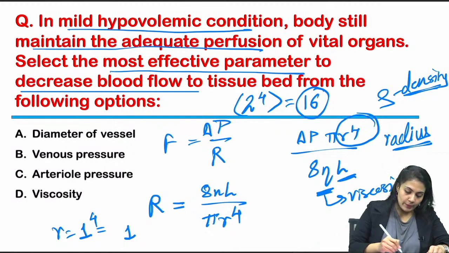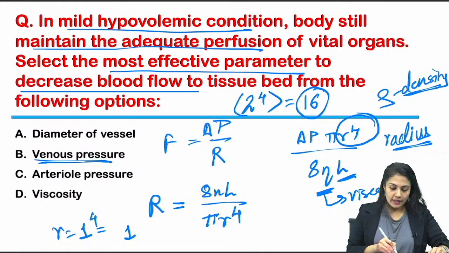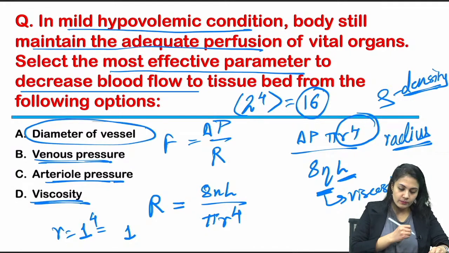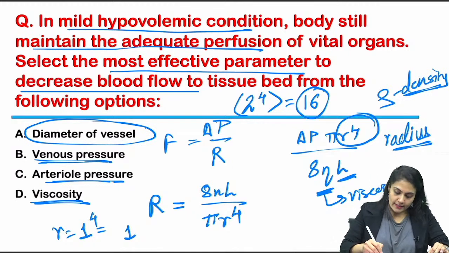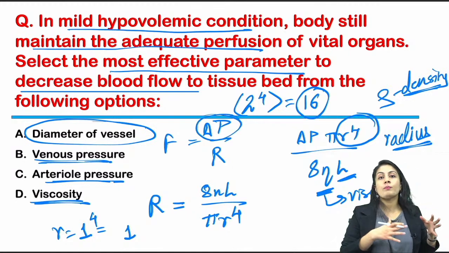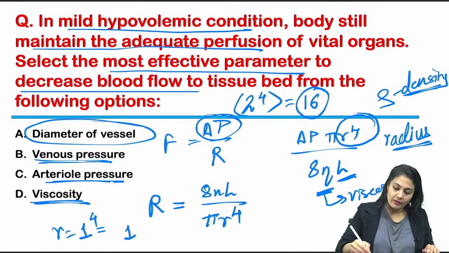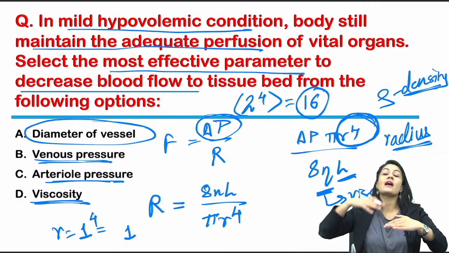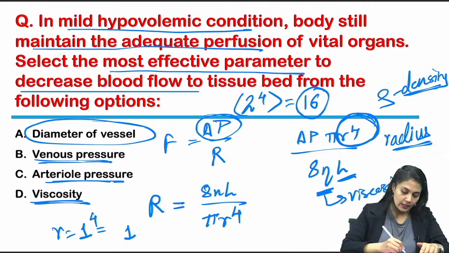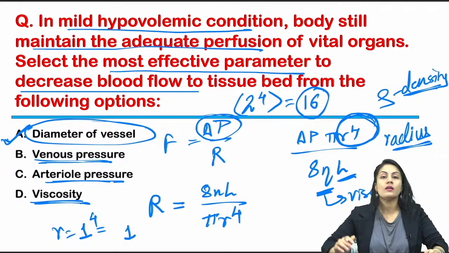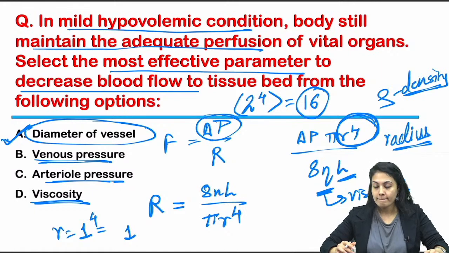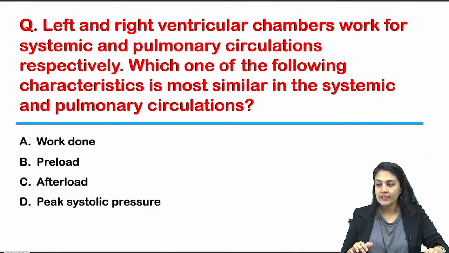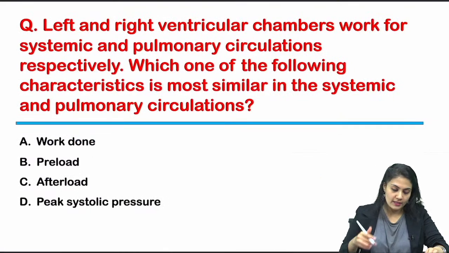So what is going to happen over here? Venous pressure, arteriolar pressure, viscosity or the diameter of the vessel. The pressure, yes, it is important, but it is proportionate. But remember, whenever we talk about the diameter, it is double the radius and it is having the fourth power. So definitely the most important factor over here is going to be the diameter. Yes, all of you gave the correct answer. Let's move on to the next question.